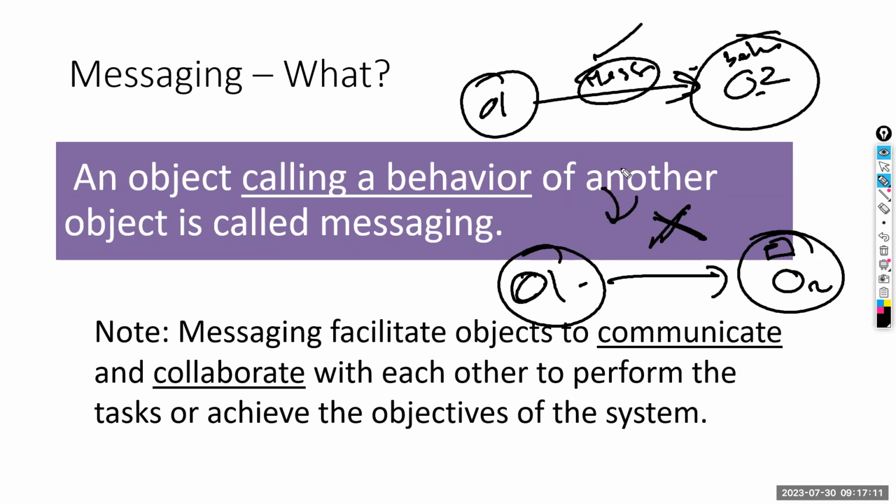So this is called messaging, an object calling a behavior of another object. But objects are not supposed to access attributes of another object. How do you call this phenomenon in object-oriented programming? How do you call this restriction in object-oriented that you learned in semester 1? Anyone?